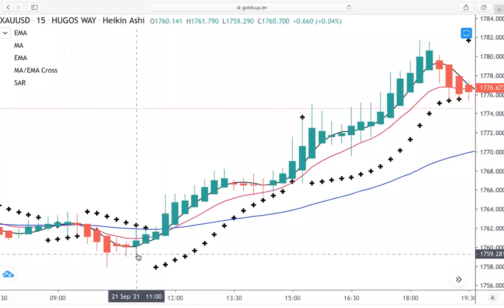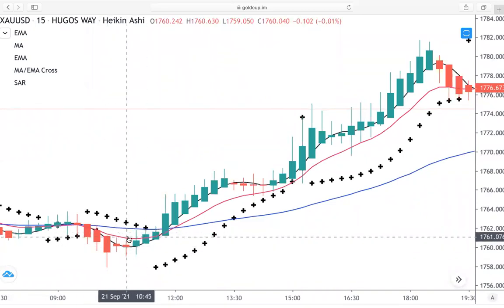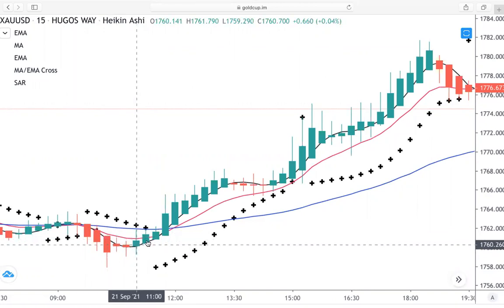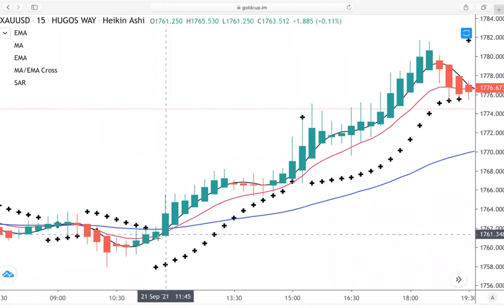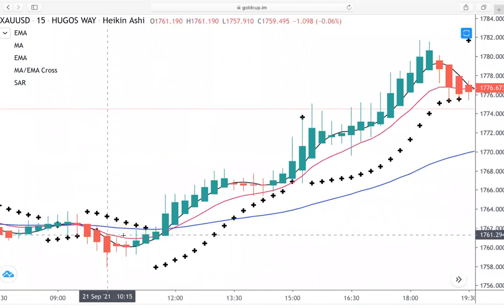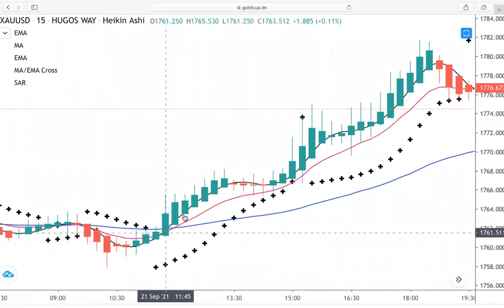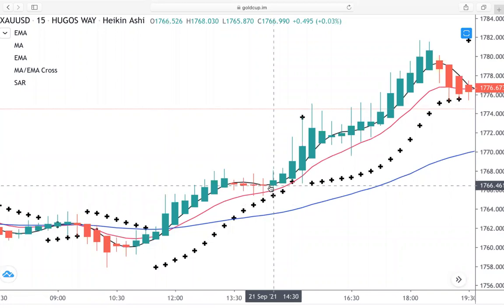And you see how I'm zooming in so that you fully see. For the first confirmation, I want to see the pink line and the black line cross each other going up. That is my first confirmation for a buy.